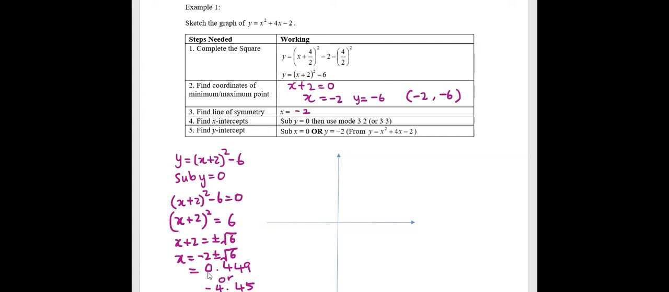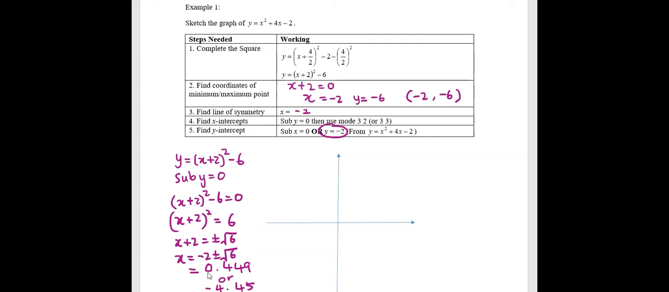You can proceed to sketch this graph, but otherwise you can find out more things, including the y-intercept as well. You can find the y-intercept by substituting x equals 0. The expanded form over here can tell you that, because if you substitute x equals 0, x squared becomes 0, 4x becomes 0, and what you're left with is y equals negative 2. Hence, I put y equals negative 2 over here. So you're good to go.